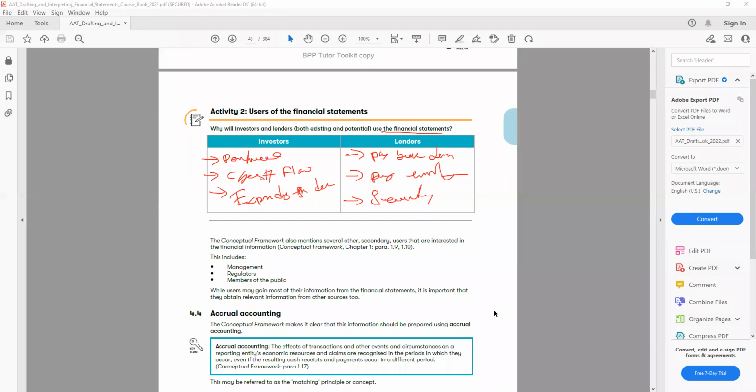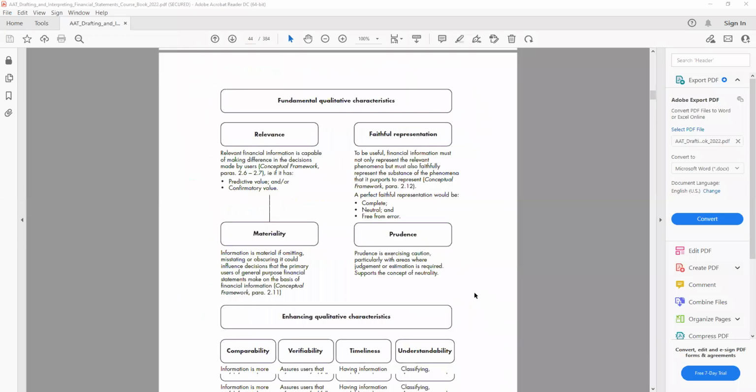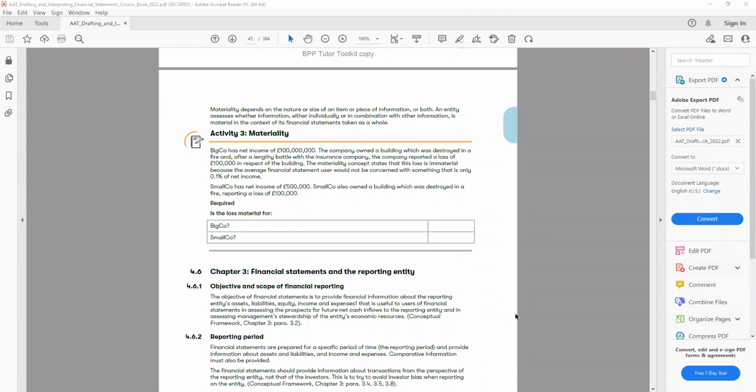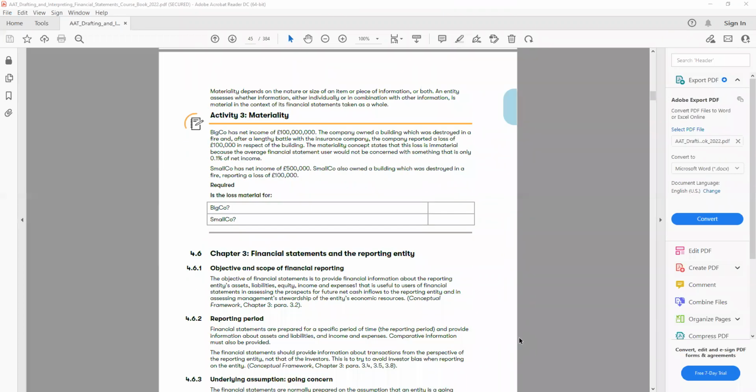The next thing we have here is a concept, but it's not very important for this exam. Materiality. Materiality is a concept where we have to show the significance of an amount.